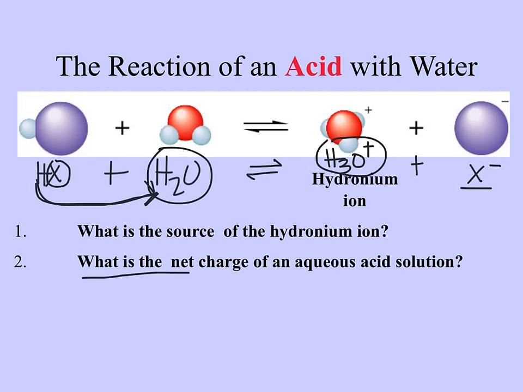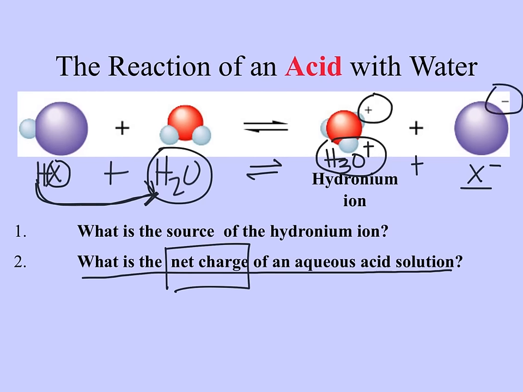And then, what is the net charge of an aqueous acid solution? Net charge means overall. So what is the overall charge on an aqueous acid solution? Well, here is a plus, and there's a minus there. So overall, what does that equal? It's neutral, right? No charge.